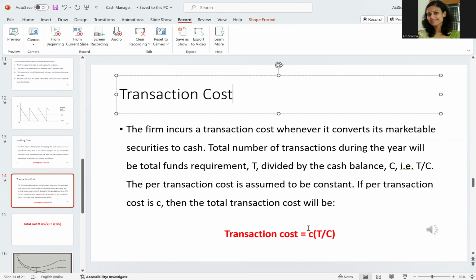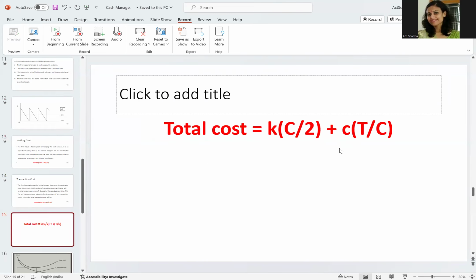So transaction cost is also, suppose we are investing our money or the excess balance of cash in some marketable securities, then it requires some transaction cost, and its formula is small c capital T by C, where T is the total fund requirement, capital C is the cash balance, and small c is the transaction cost per unit. So if we have to find out the total cost of maintaining cash, that is small k C by 2 plus small c T by C.